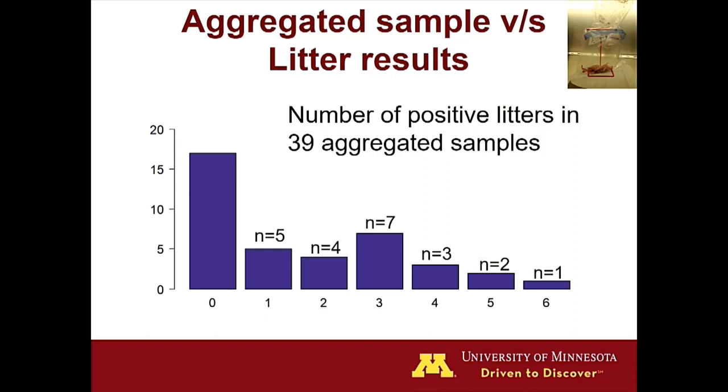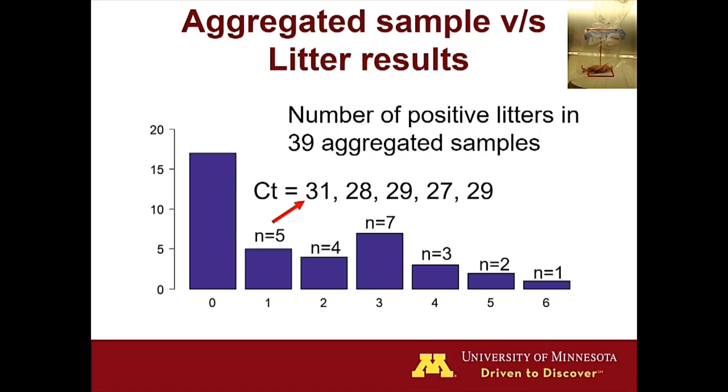In terms of the number of positive litters within a positive aggregated sample, we see that most of the time there's going to be just 1 litter or 2 litters or 3 litters that are positive in our aggregated sample of 15 litters. And even the largest amount of positive litters that we have in this aggregated sample was 6. So oftentimes you see very few litters that are positive within this aggregated sample. And perhaps also within the litter, there may be very few piglets that are positive.